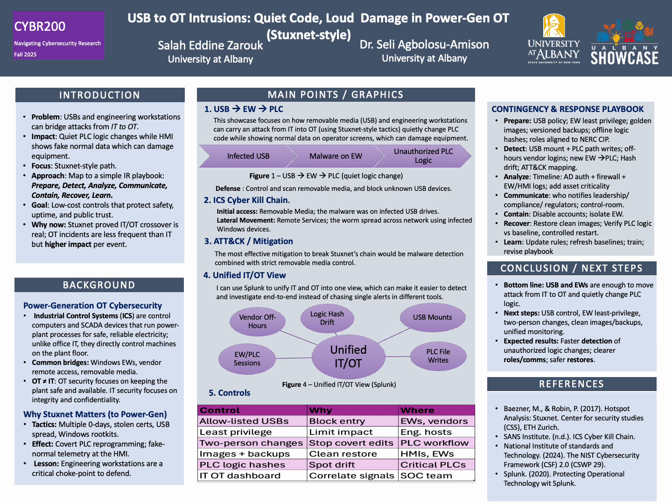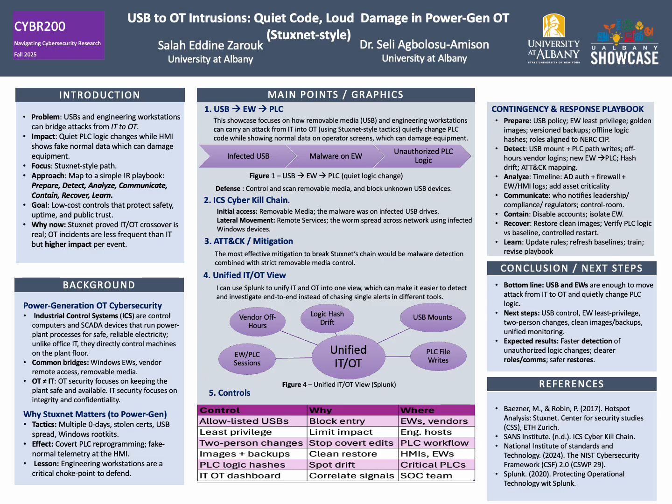I use a Stuxnet style path as my example and map it into a simple incident response playbook. Prepare, detect, analyze, communicate, contain, recover, and learn. My goal is to suggest low cost controls that protect safety, keep the plant running, and support public trust. OT incidents don't happen every day, but when they do, the impact of one event can be very high.